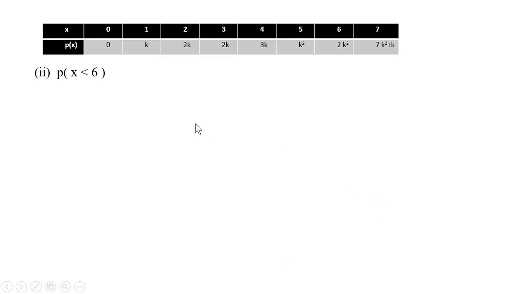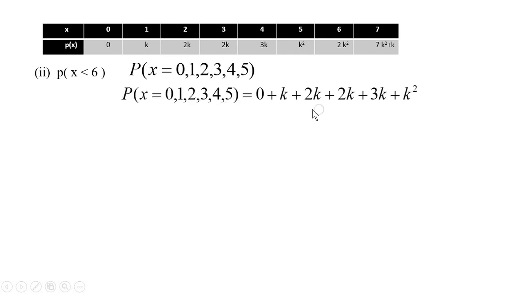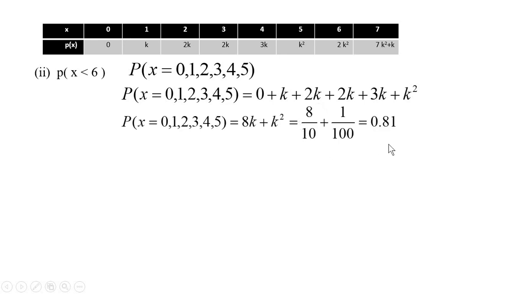Now let us solve the next question. Probability of x less than 6, that is, add all the probabilities up to 6 but not including 6. So here x will take the values 0, 1, 2, 3, 4, 5. Here 6 is not included. So therefore we are going to add all those probabilities. So you will get the answer as 0.81.